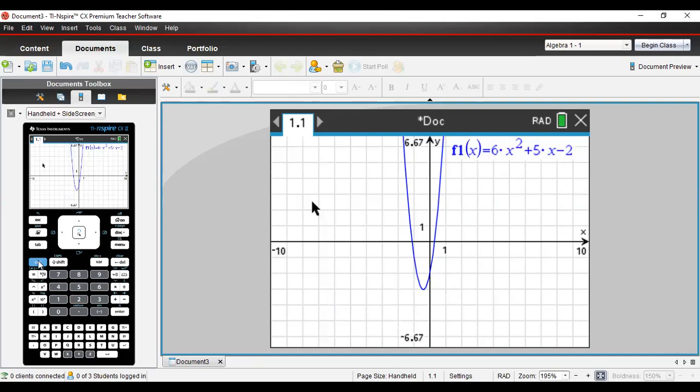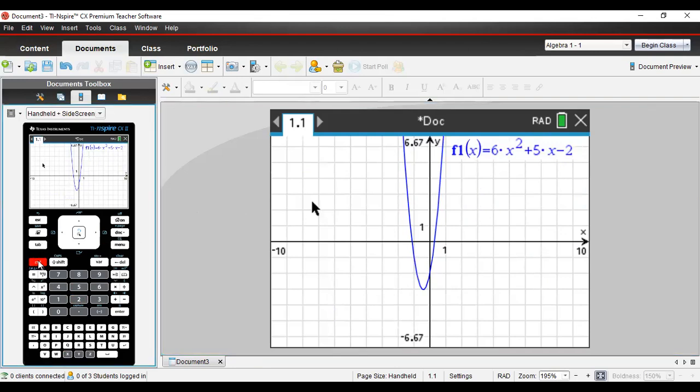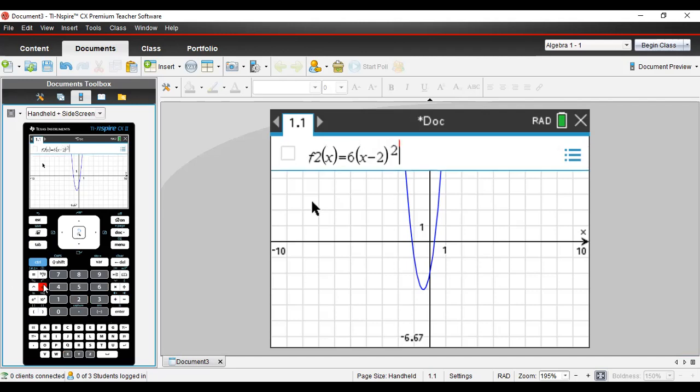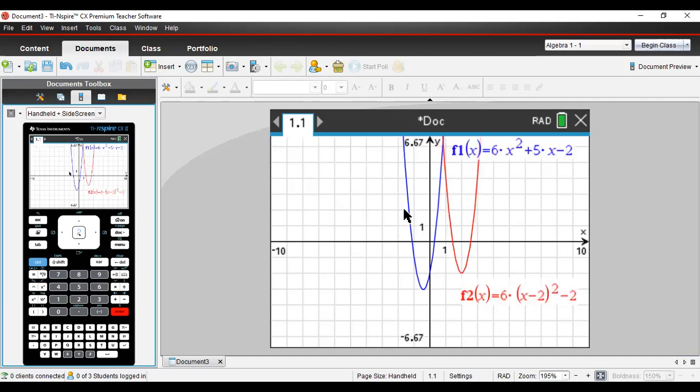Now I'm going to enter the other quadratic that they gave us. Well, if I can press this button. All right, and then it is 6 times parentheses x minus 2 squared, and then we've got minus 2. So we do that one. So just looking at these two, I can see that the first one, 6x squared plus 5x minus 2, has the lowest minimum out of the three that we've looked at. But I've got to check that table because the table may be lower than this.